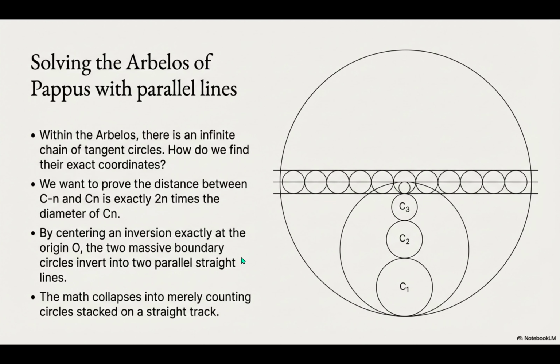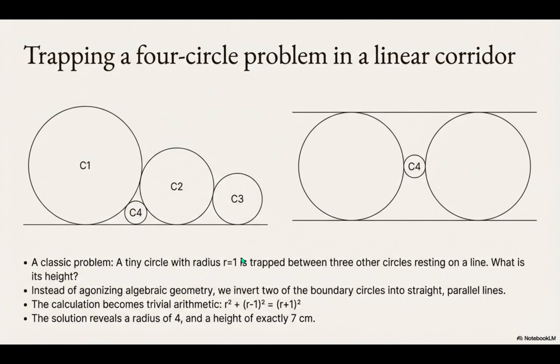Right. Finally, resting right on top of that baseball, wedged right in the middle valley between the 2 big bowling balls, is a tiny 4th circle. Let's call it a marble. We are told this tiny trapped marble has a radius of exactly 1 centimeter.